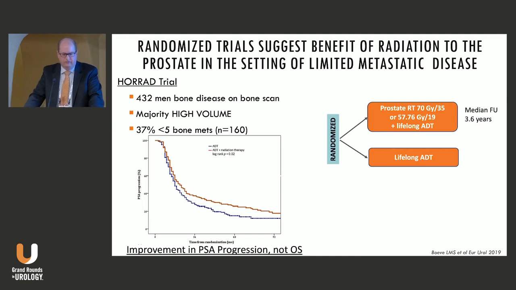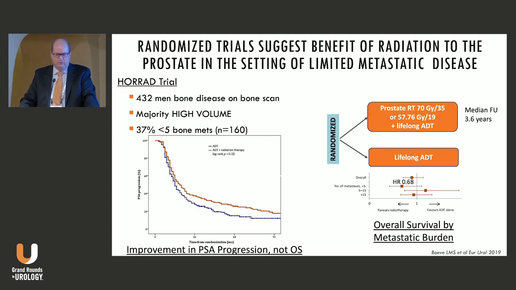All right, so here are the phase 3 trials. The HORRAD trial had 432 men with bone disease on bone scan. The majority of these are actually high volume. Only 37% of the patients, or 160, had less than 5 bone metastases. The graph on the left there is progression-free survival, and so radiation therapy to the primary in the setting of systemic therapy did have an improvement in progression-free survival, but there was not an improvement in the overall cohort in terms of overall survival.